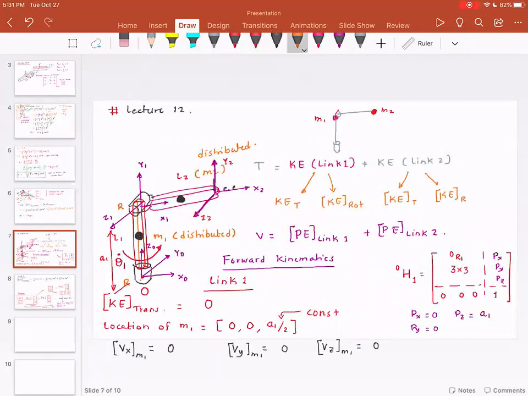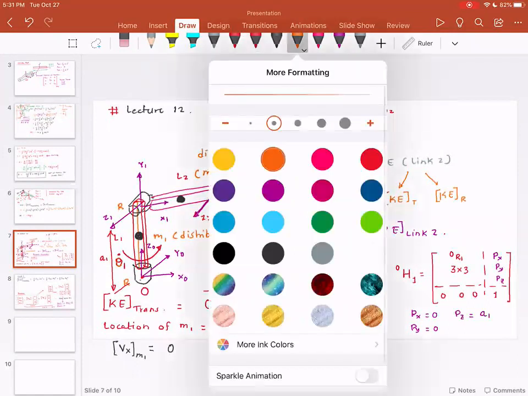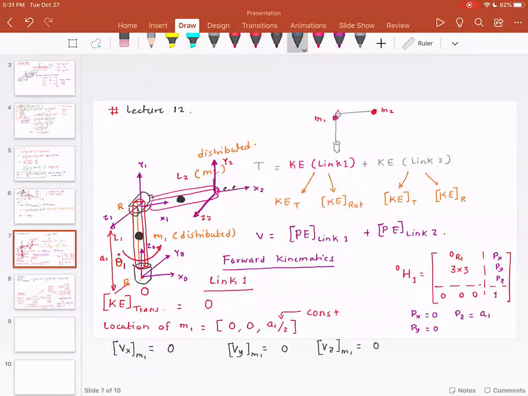Let me use a different color. So, theta 1 dot. This is theta 1 dot. So this link is going to rotate about the z naught axis. The link does not have any rotation about x naught, and it does not have rotation about y naught. So since there is no rotation about x naught or y naught, it will not have angular velocity about x naught or y naught. It will only have angular velocity about z naught.